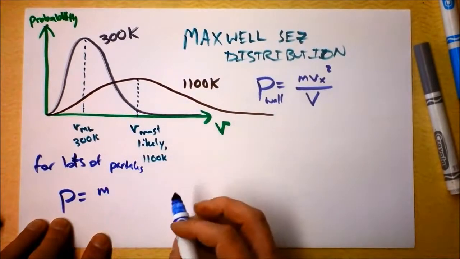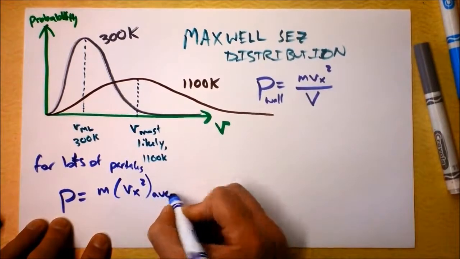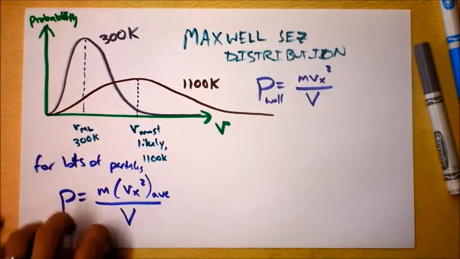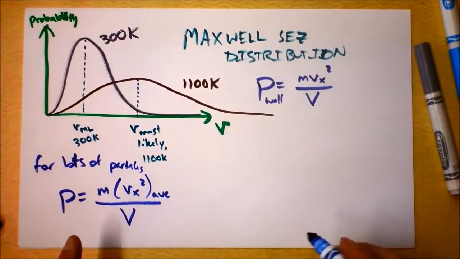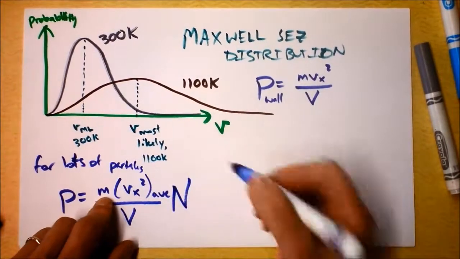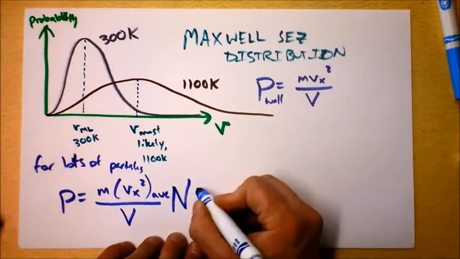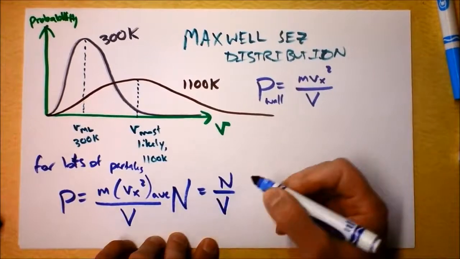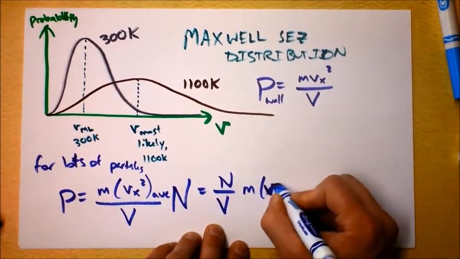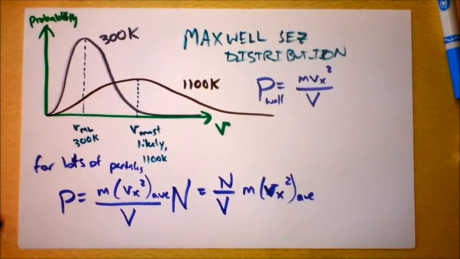It's going to be the mass of all of them times Vx square average. We want to take the average value of those and divide by the volume. But my next point is to say, if we have lots of particles, we can't just say the mass of one of them. We need to multiply that by capital N, the number of the particles. And capital N will be a very large number. I'm just going to write this slightly differently. I'm going to pull out N over V and then say I need to multiply that by Vx square average. And I hope that's all right with you.